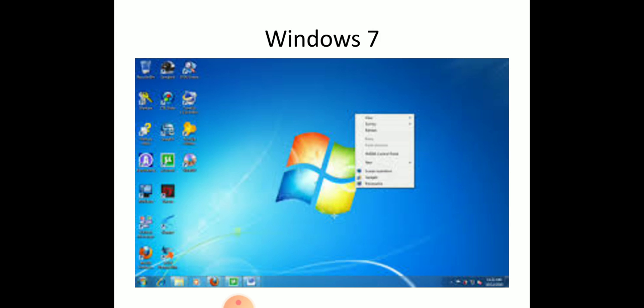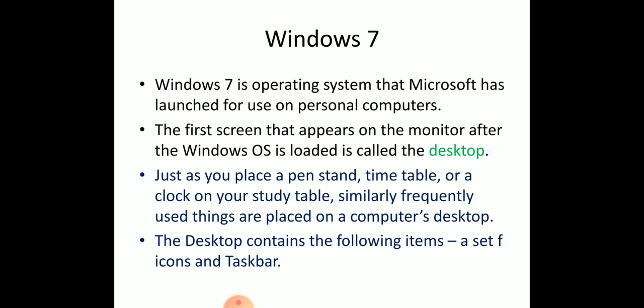Okay, see, this is the desktop of Windows 7. Windows 7 is an operating system that Microsoft has launched for use on personal computers. Who launched Windows 7? Microsoft. Microsoft launched the Windows 7 operating system for the use of personal computers.